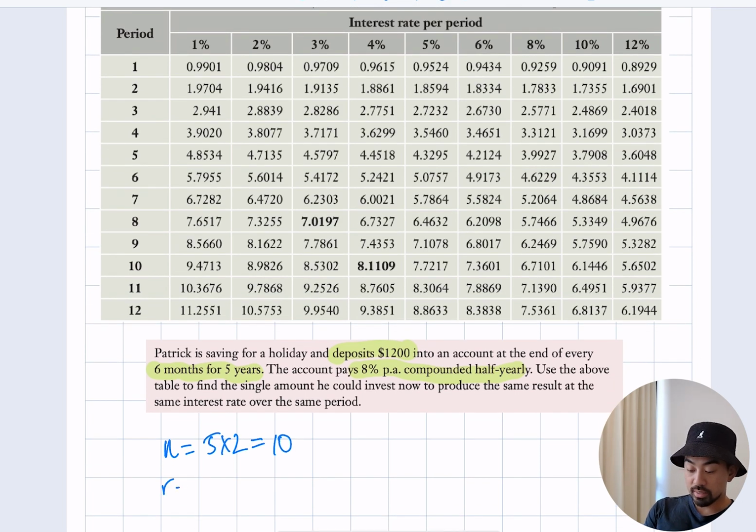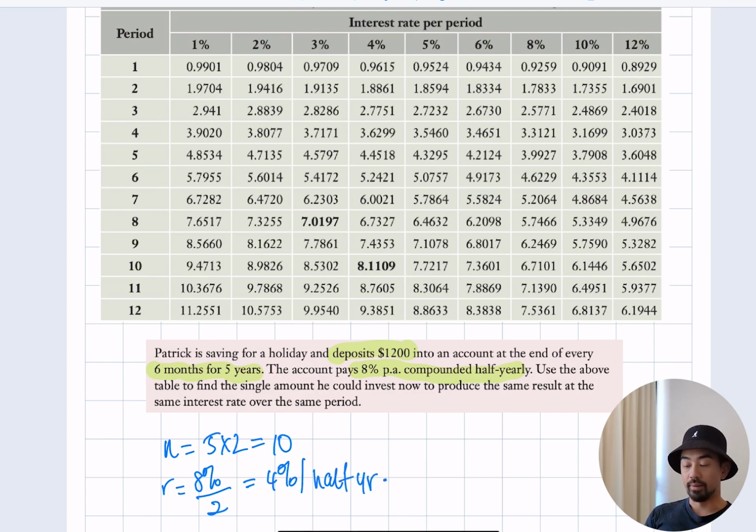Okay, our rate is 8% yearly, and we are compounding half yearly, so we need to divide that by 2, so that's going to be 4% per half year. Now, like you did in the future value table, you literally look for these values. So we've got not 10%, we've got 4%, period of 10, so the interest factor is 8.1109.